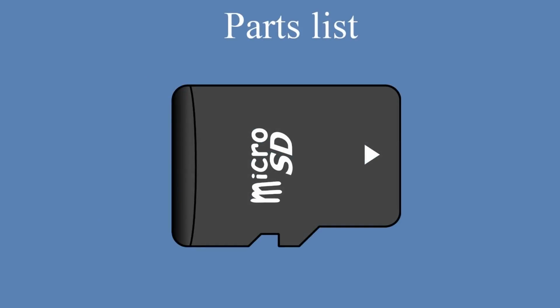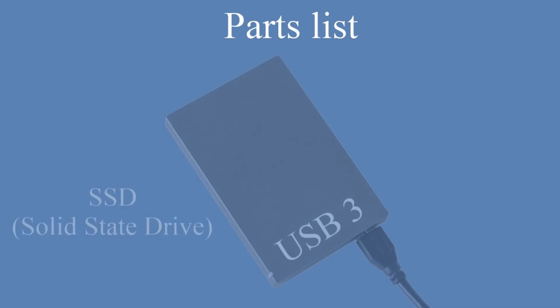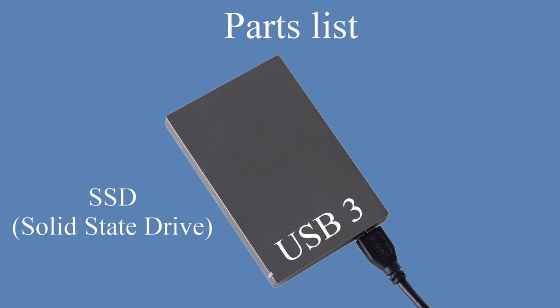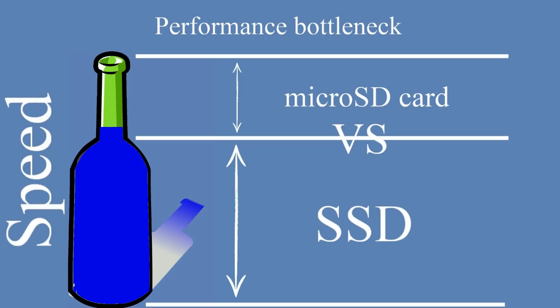I've left the microSD card until last because while we may still need one, I'm not going to use it for the Raspberry Pi's storage. Instead, I'll be using an external SSD as this will alleviate the Pi's biggest issue, namely the huge bottleneck in speed caused by running the operating system on a microSD card. Okay, with the hardware all sorted, let's get cracking.